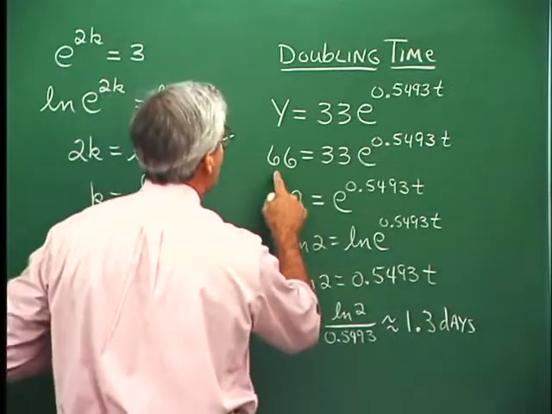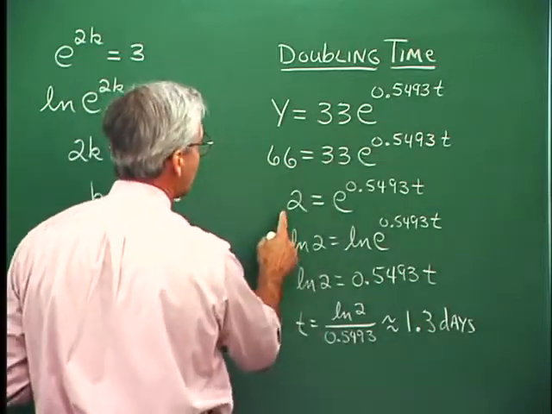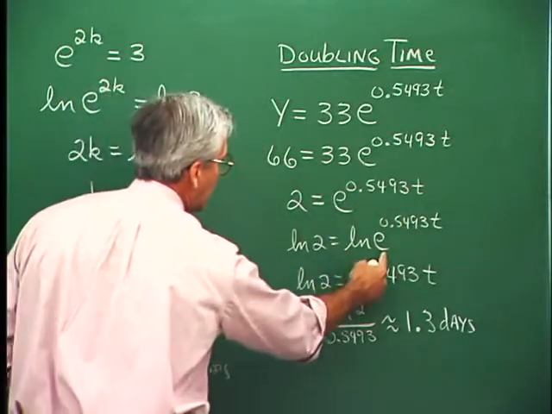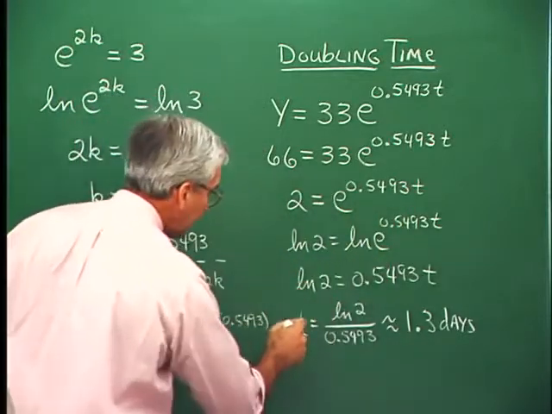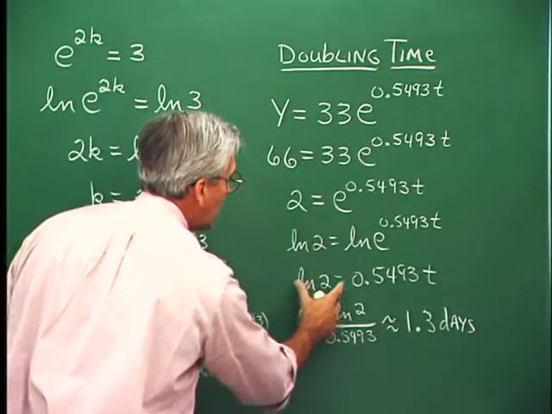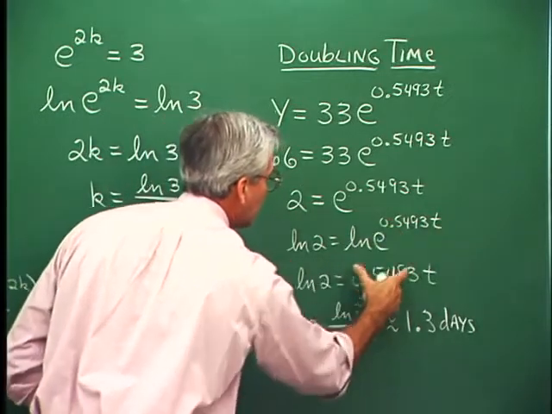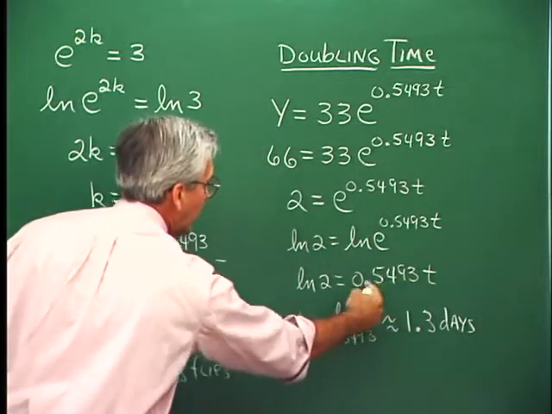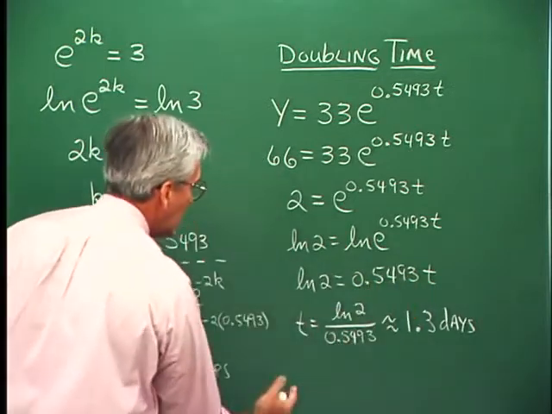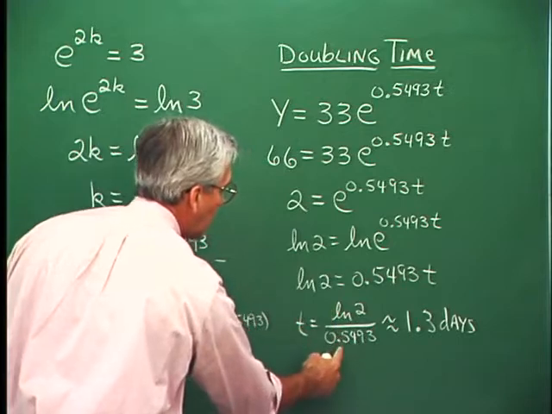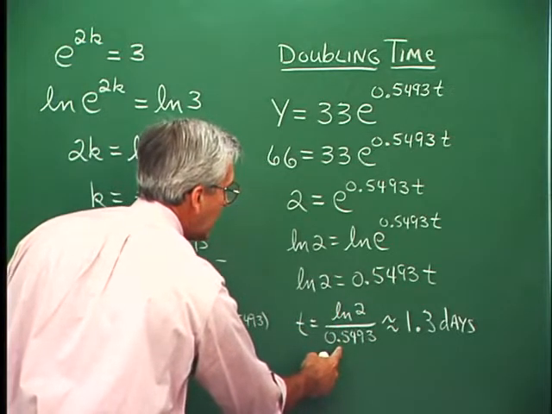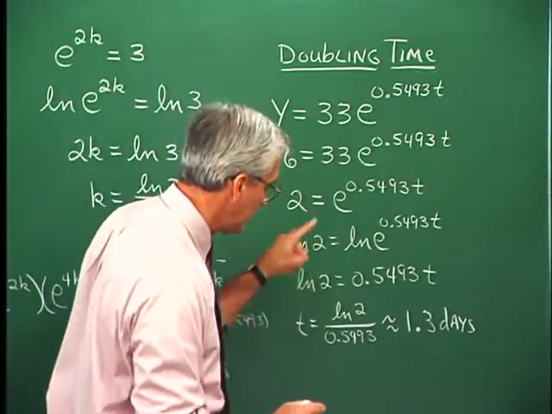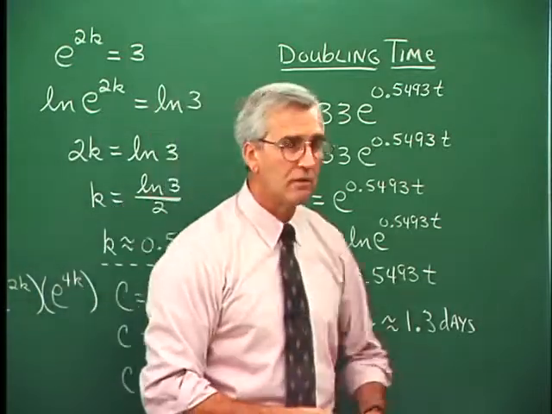At any rate, dividing by 33 on both sides, we get 2 on the left, and now we're solving for t. We take the natural log on both sides, and so we have ln 2 equals the coefficient. This becomes the coefficient. And now we're solving for t, so we divide by the coefficient of t. So t is ln 2 over this 0.5493, and that's approximately 1.3 days as the doubling time for the population of fruit flies.